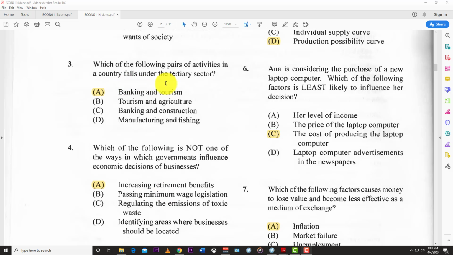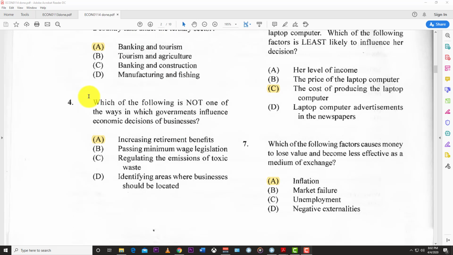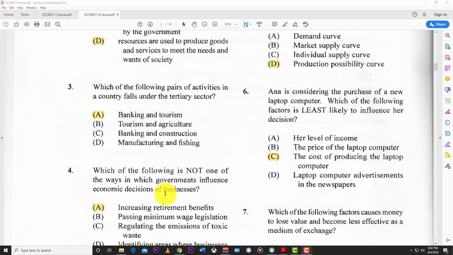Number 3, which of the following pairs of activities a country falls under tertiary sector? And the answer here is banking and tourism. Number 4, which of the following is not one of the ways in which governments influence economic decisions of business? Not. And the best answer here is increasing retirement benefits. Of course, passing minimum wage affects your labor, regulating emissions affects your production costs, identify areas you have to locate, of course, affects your location.